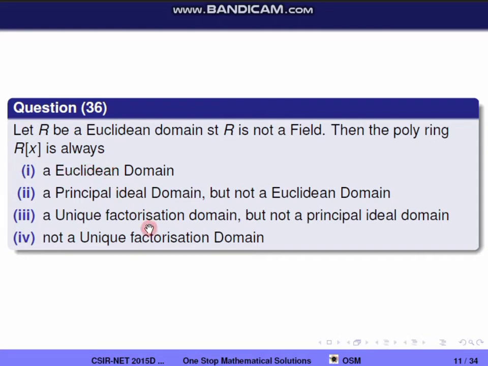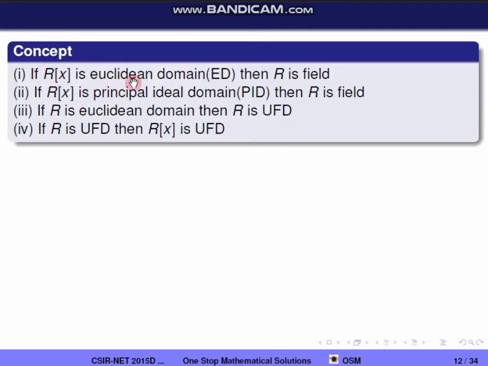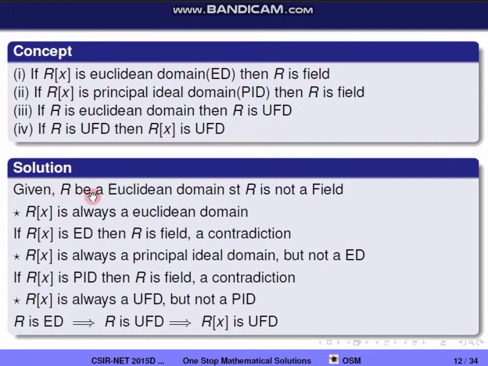So we look into the concept used. If R[x] is Euclidean domain, which I am notating as ED, then R is field. If R[x] is principal ideal domain, I'll be denoting it as PID, then R is field. If R is ED, then R is UFD, where UFD means unique factorization domain. If R is UFD, then R[x] is also UFD. Now we'll move on to the question. So they are given R to be Euclidean domain such that R is not a field. Now we'll check the options one by one.